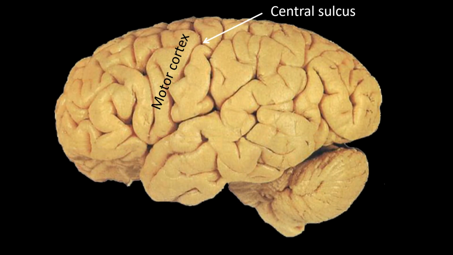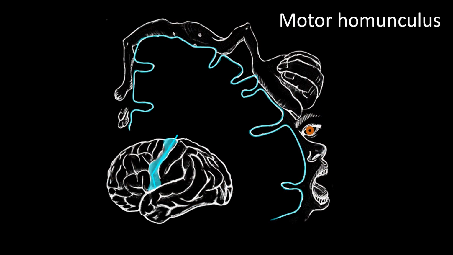The gyrus just in front of the central sulcus is the motor cortex. This is a representation of the motor homunculus. Notice the position of the leg and foot in the mesial aspect of the hemisphere, the large area devoted to the thumb, and the small area devoted to the lips.